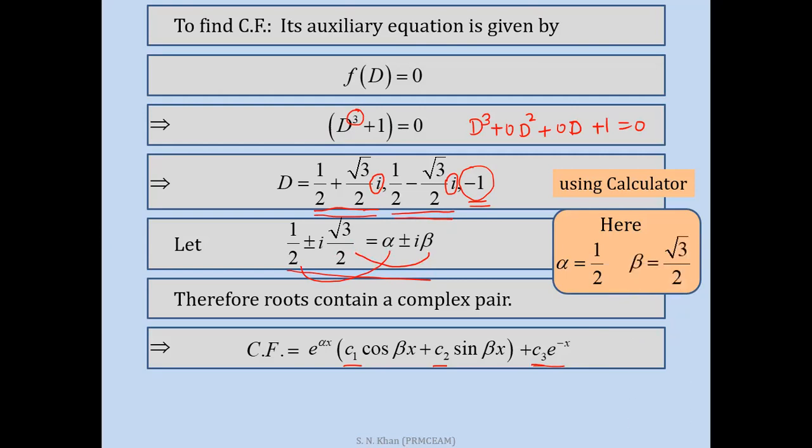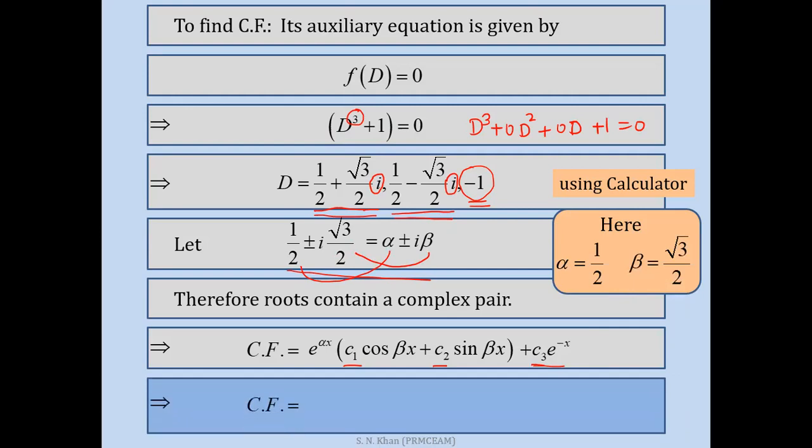So substituting these values in CF, we will get CF equal to, alpha is 1/2, so this exponential term will become e to the power x/2, and beta is √3/2, so it will become cos √3/2 x and sin √3/2 x. So e to the power x/2 in bracket C1 cos √3/2 x plus C2 sin √3/2 x, and plus last term as it is, plus C3 e to the power minus x. So this is the CF for given differential equation.